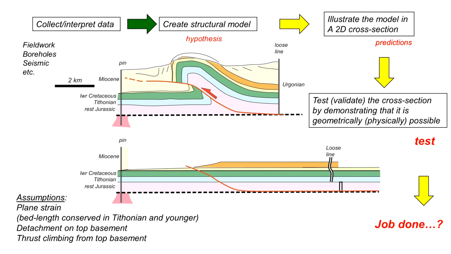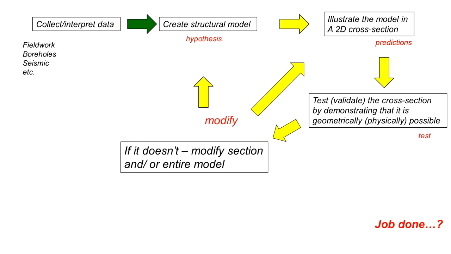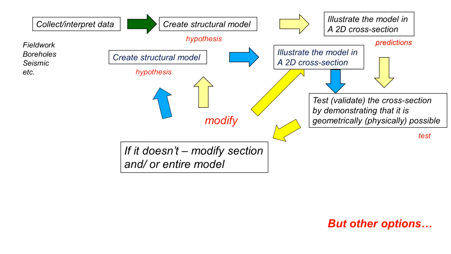But of course, just because we've got one structural model that's passed the test, it doesn't mean that all other models will fail. So of course that means that we can take our existing workflow and we can spin around and create a new structural model and illustrate that on a cross section and test that one. So we can go around these loops many times, trying different ideas out. So let's try another option.